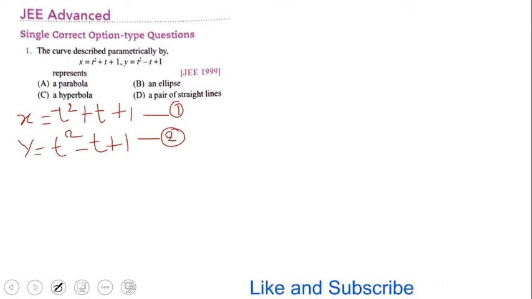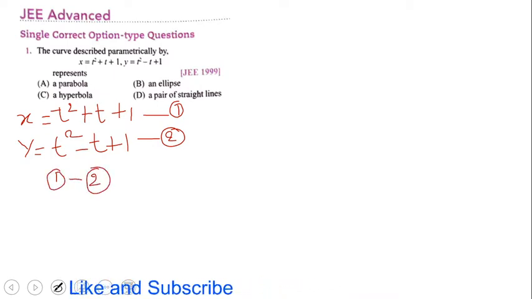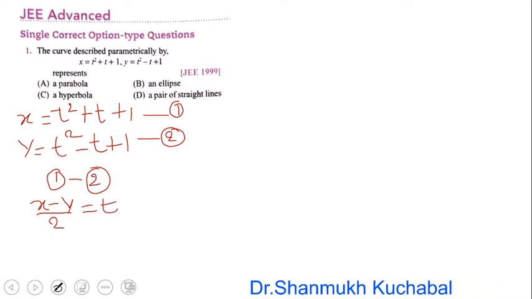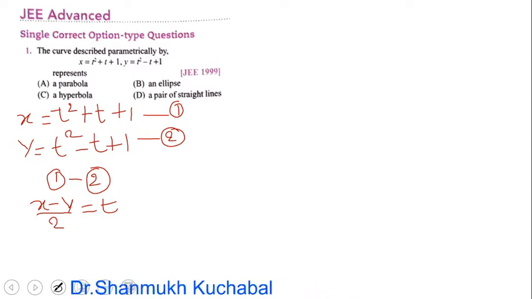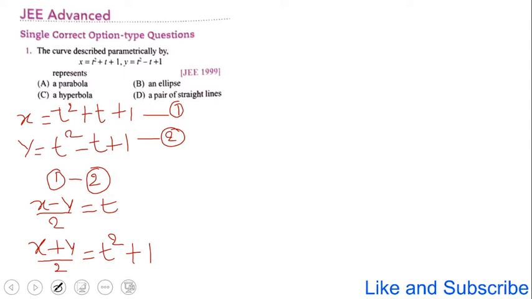Then I will subtract equation 1 and equation 2. Equation 1 minus equation 2, the t square cancels, and we get a solution for t, that is t equal to x minus y divided by 2. Similarly, equation 1 and 2, I will add them. Plus t minus t cancels, and we get a solution for t square. So x plus y divided by 2 equals t square plus 1, we are going to get.